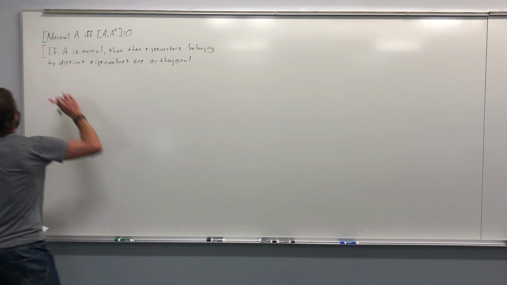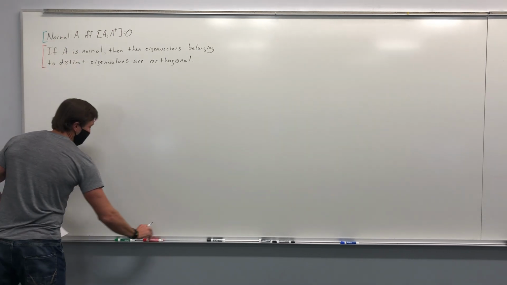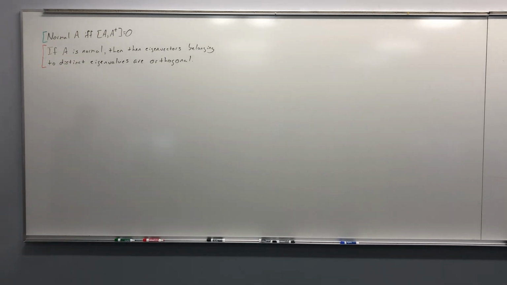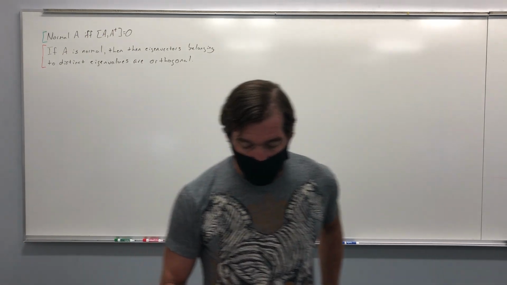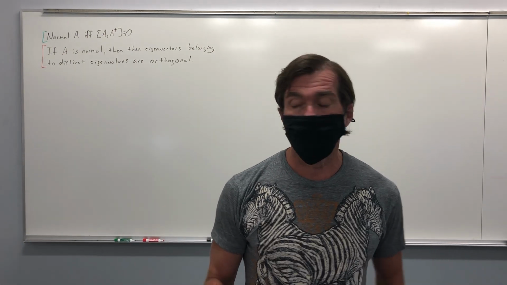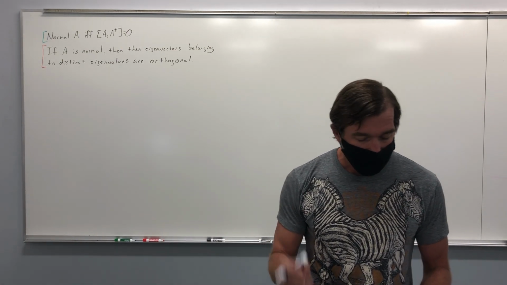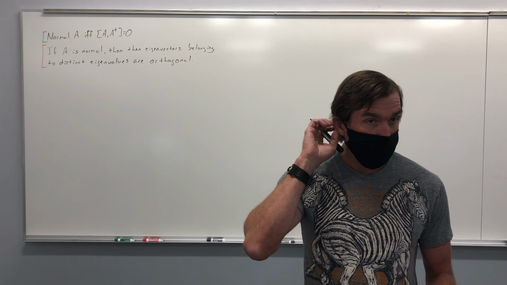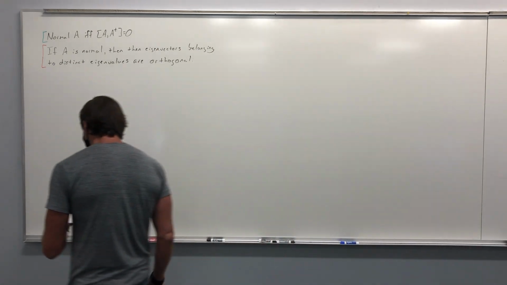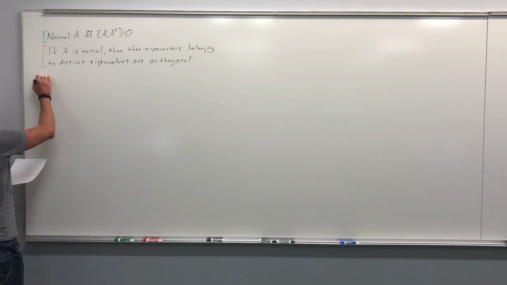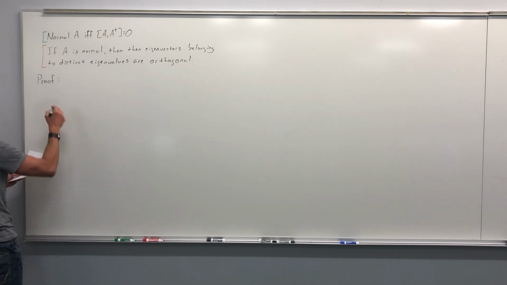All right, so we ended with the statement that if A is a normal matrix, then the eigenvectors belonging to distinct eigenvalues are orthogonal, okay? Now that seems rather potent, but we're going to end today with something way more potent. But we're going to start with this, and we'll start with a proof just to get our proof feet underneath us.